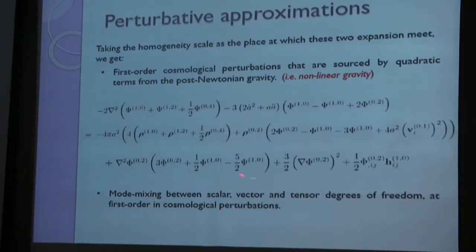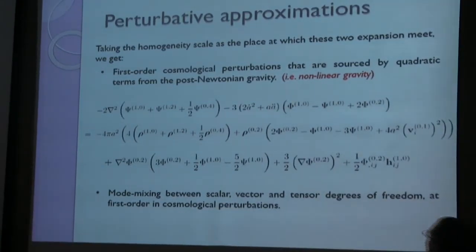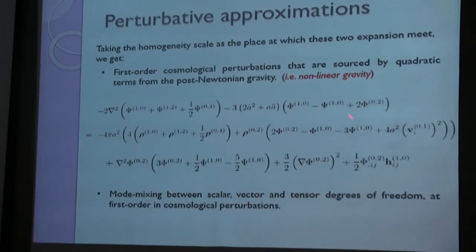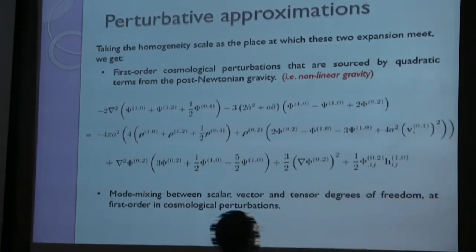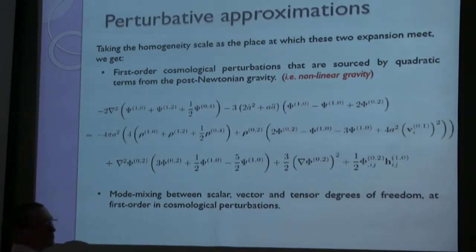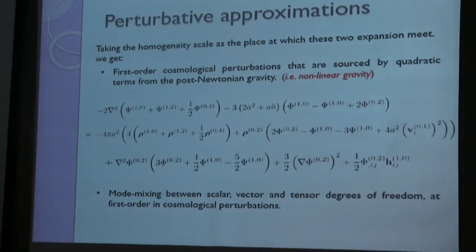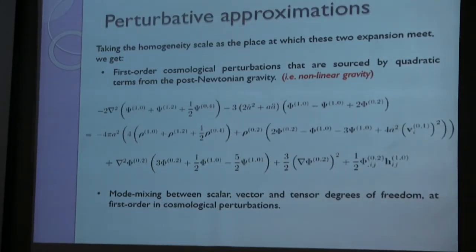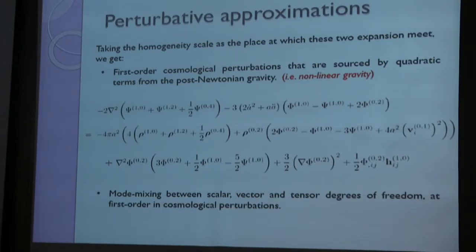You also have mode mixing between these scalar degrees of freedom and tensor ones. So Hij here is a transverse and trace-free perturbation, the spatial part of the metric, and this is on a cosmological scale, and it's coupled to derivatives of the Newtonian potential. So not only do we have quadratic terms of gravitational potentials sourcing the leading order part of the gravitational field on large scales, we also have mode mixing between the leading order parts of scalar and tensor parts of the gravitational field because of the existence of these post-Newtonian terms.